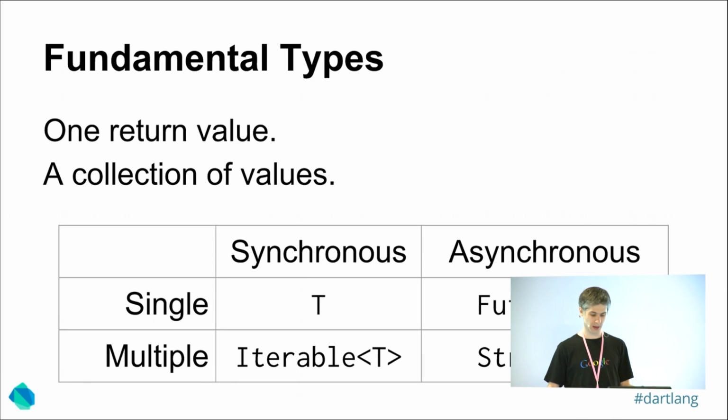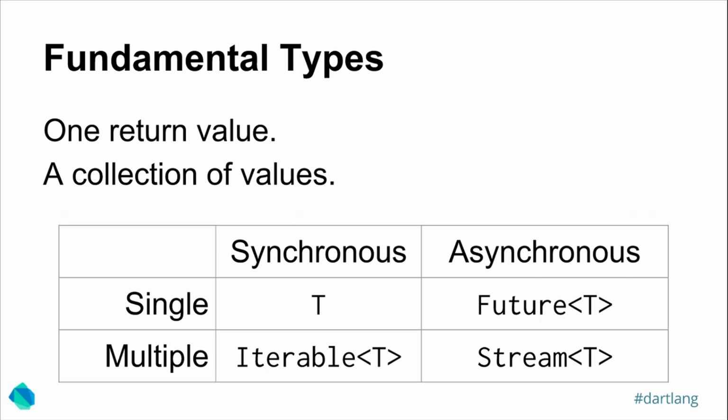So before I talk about futures and streams in general, I want to give this small picture of the fundamental types that you have. In general, you have one single value. That's the single synchronous case. Or you return multiple values. That's the iterable case in the synchronous world. And then in the asynchronous world, we have a duality. We have futures for single values that are not there yet, and streams for multiple values.